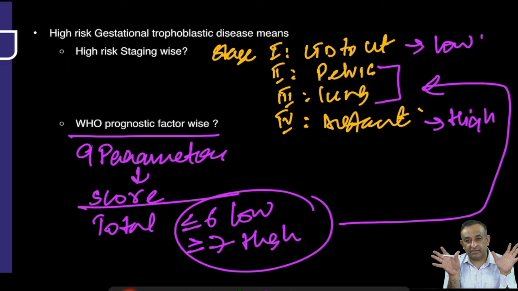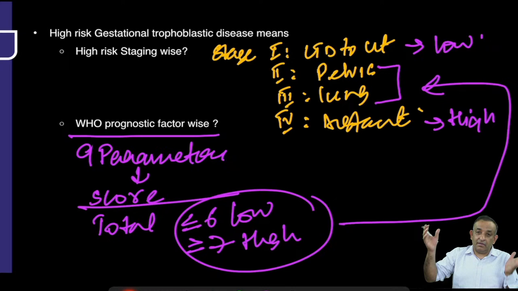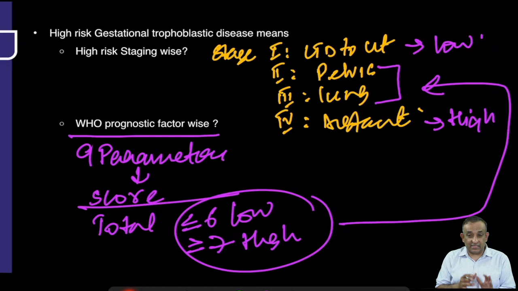Less than or equal to 6 is low risk, and more than or equal to 7 is high risk. A little difficult to understand, and once you understand molar pregnancy, it becomes a very simple disorder. But there's so much to that, that finally what I've told you is the final part of molar pregnancies and the trophoblastic diseases. So yes, I hope you understood by this quick discussion about high risk diseases.